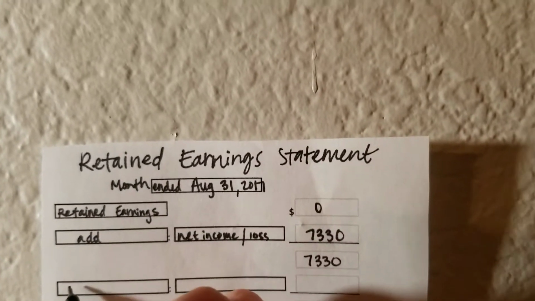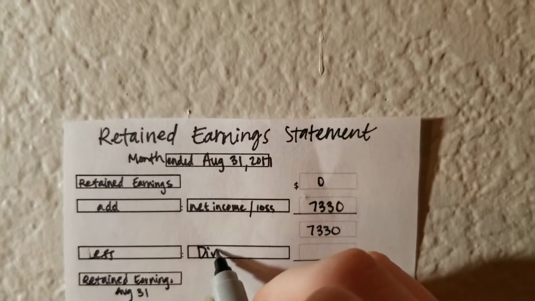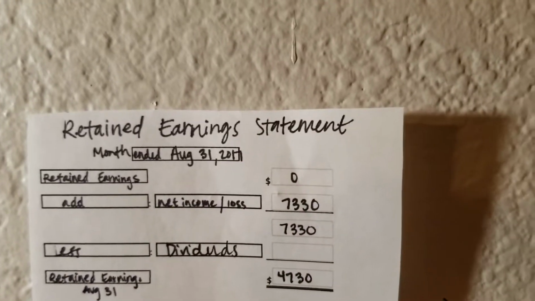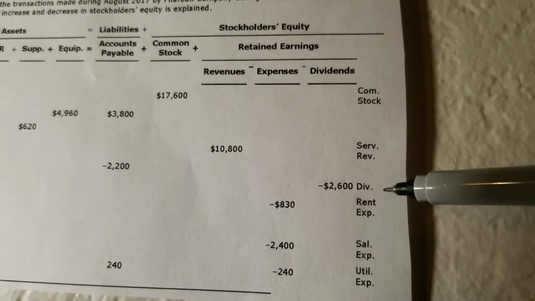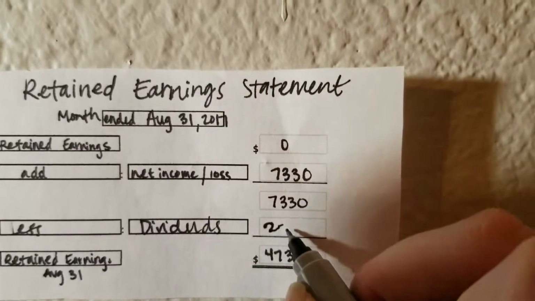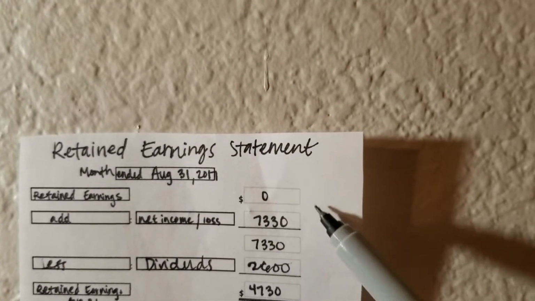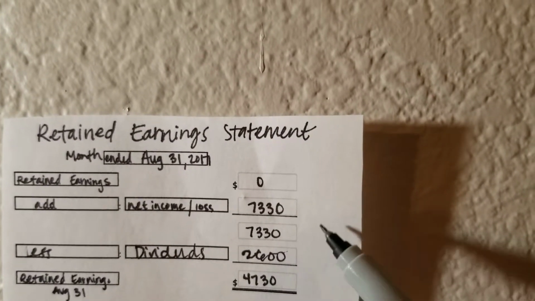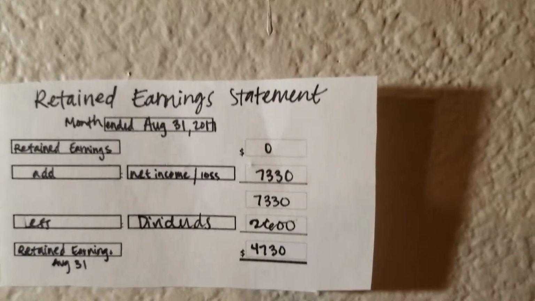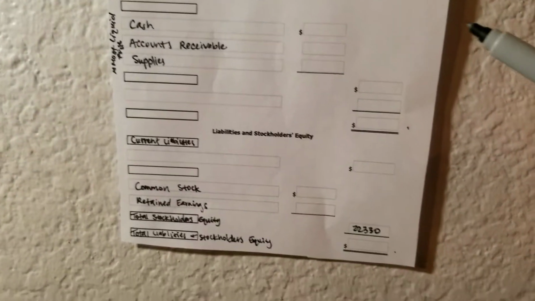You add or subtract dividends, so we'll put less dividends. And our dividends, as we can go up to our sheet and reference that, were $2,600. So we're going to go ahead and put 2,600. And then we subtract, so we take 7,330 and subtract the 2,600, and our ending retained earnings is 4,730. The next one is the balance sheet.